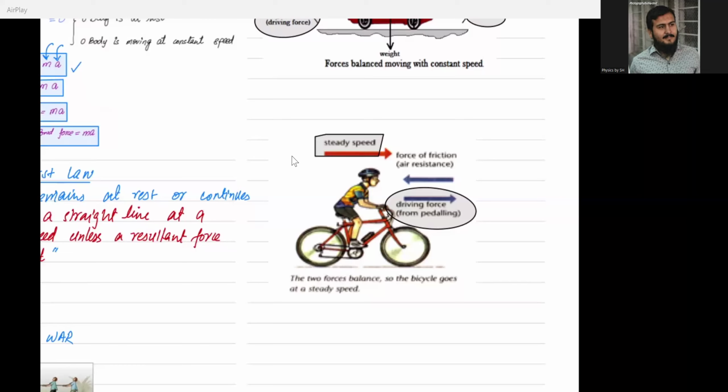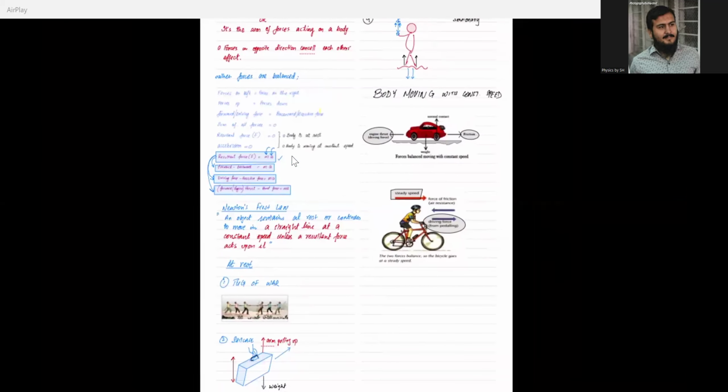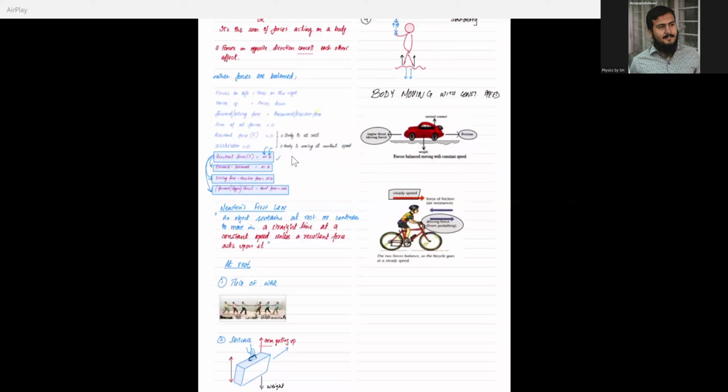It will be acting on the left side, between the tires and the road, right? ठीक है. So again, आपके पास जो driving force है, it's equal to the backward force. Hence this cyclist is moving with a steady speed, with a constant speed. I hope यहां तक आपको बात क्लियर हो गई होगी. Newton's first law: when objects are at rest, Newton's first law: when objects are moving with constant speed. कोई प्रॉब्लम, कोई परेशानी इसमें?